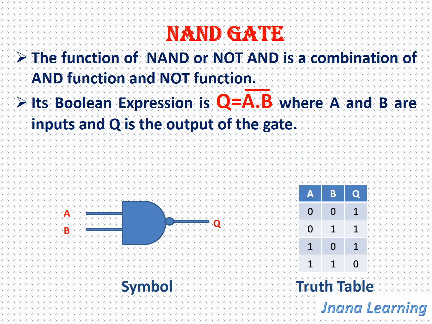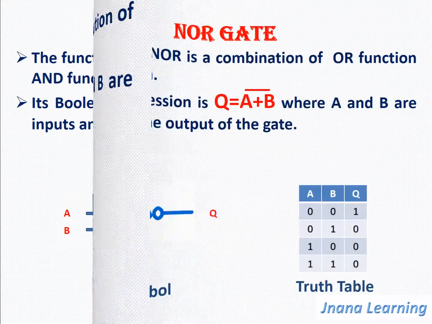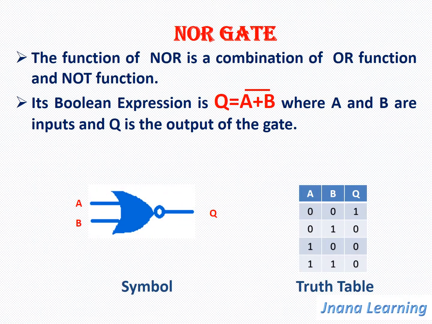And the next gate, that is NOR gate. The function of NOR gate is a combination of OR function and NOT function, and the Boolean expression is Q is equal to (A plus B) whole complement. Okay. And in this case, only if the inputs A and B are 0, output will be 1, and for all other combinations, output will be 0.